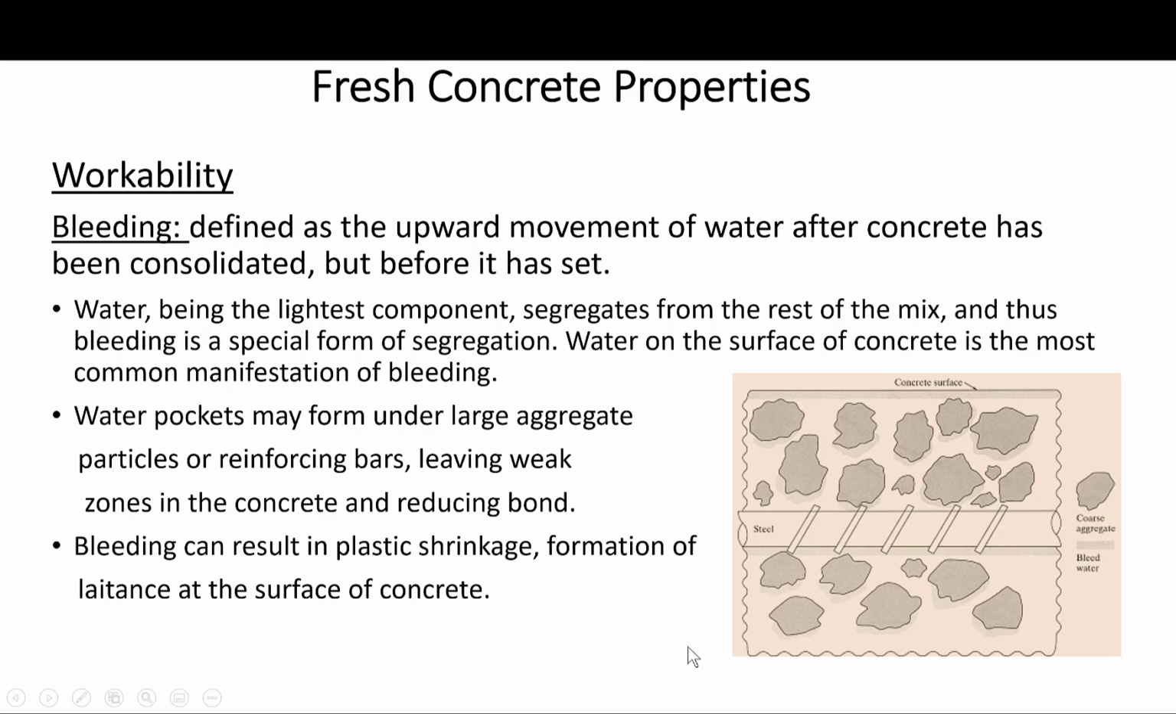So if the bleed water evaporates more quickly than the bleeding rate, which is the case in hot, dry weather, plastic shrinkage will occur. The concrete will bleed to the surface, but if the evaporation is too high, faster than the rate of the bleeding, then we will end up with plastic shrinkage.